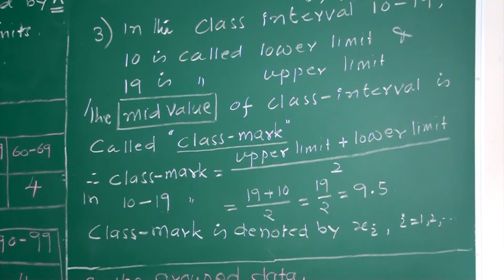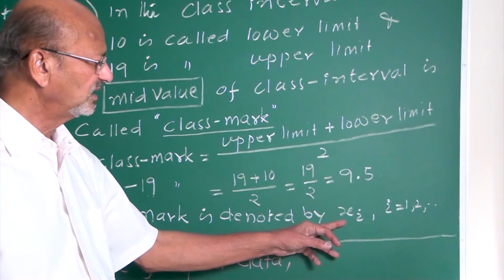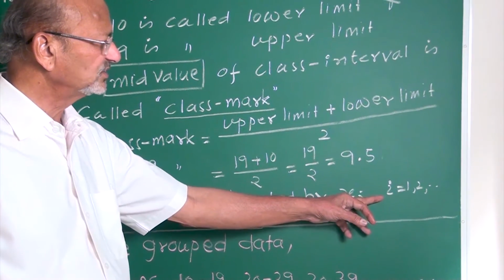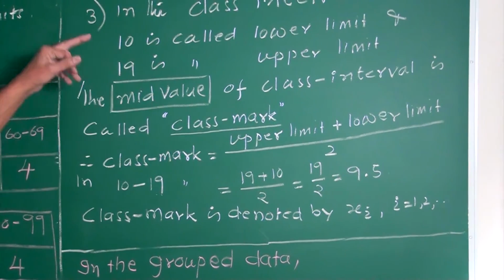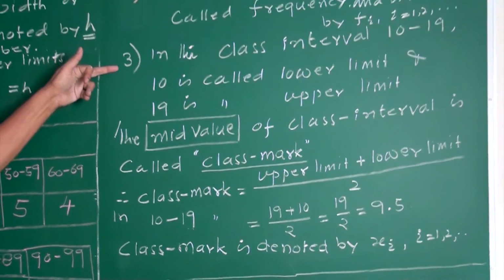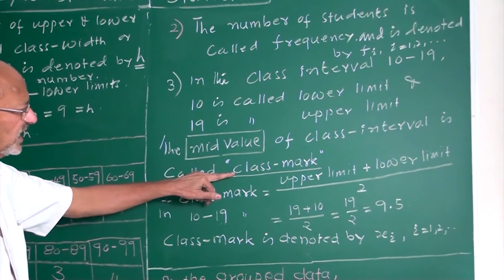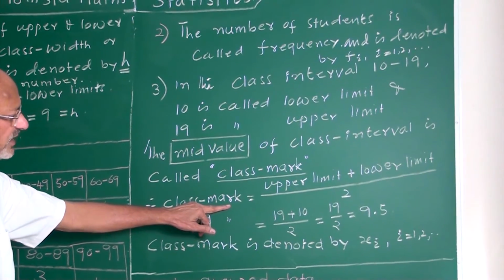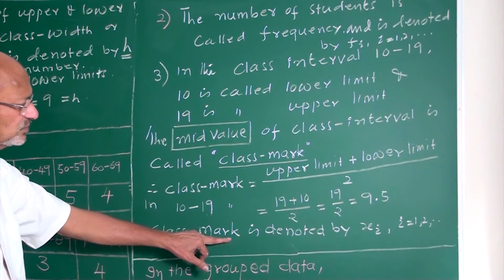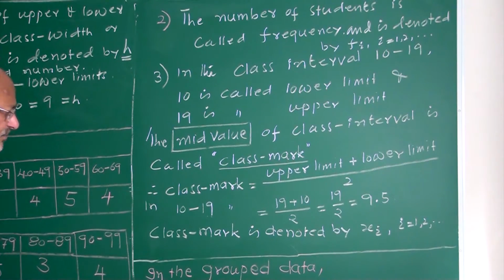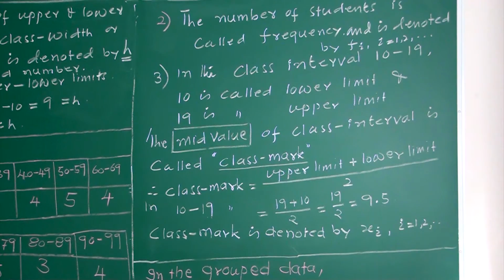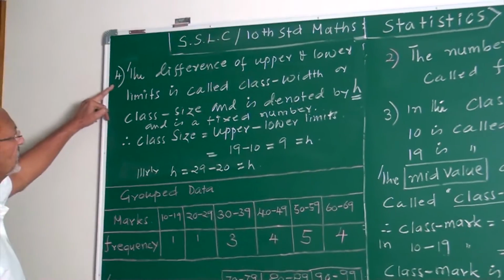Therefore, we are denoting this class mark by the letter xi, where i takes the values 1 to 2. This is about the third result. Third result means in the class interval, you get the mid value, which is the class mark. This is the way of finding the class mark. This class mark is denoted by x.